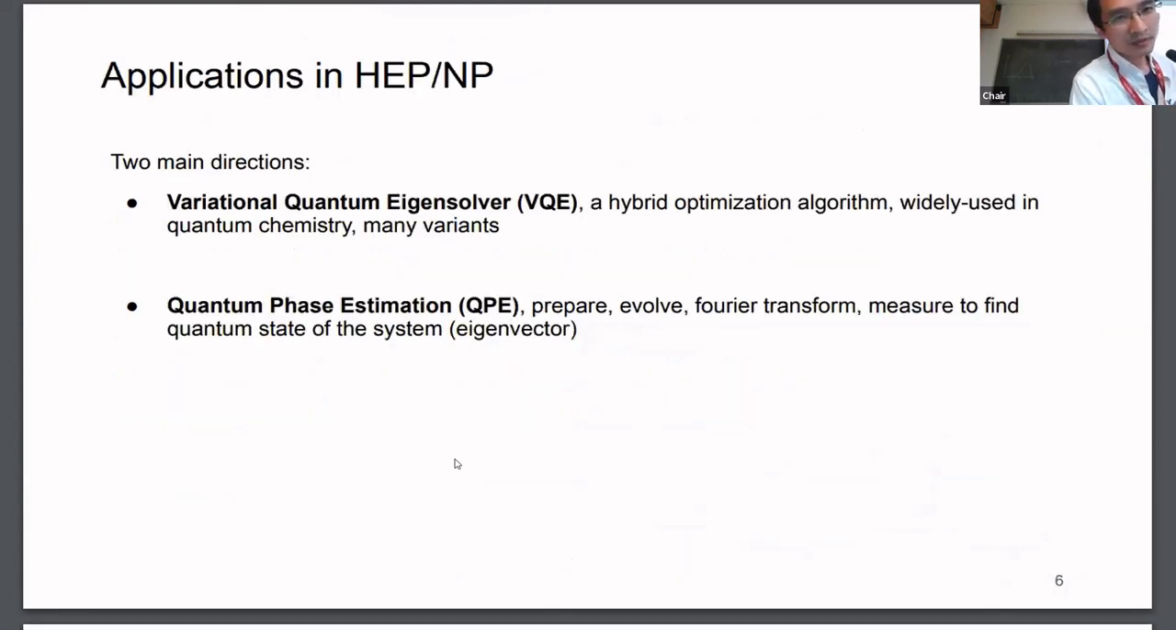And then here I will talk about some applications in high energy physics and nuclear physics. There are two main directions. One is using the so-called variational quantum eigensolver, or VQE. It's a hybrid optimization framework widely used nowadays in quantum chemistry. It has many variants. And the other is using the idea of quantum phase estimation, which consists of preparing, evolving, Fourier transform, and measuring to find the quantum state of the system. And I'll highlight some recent work done by others.